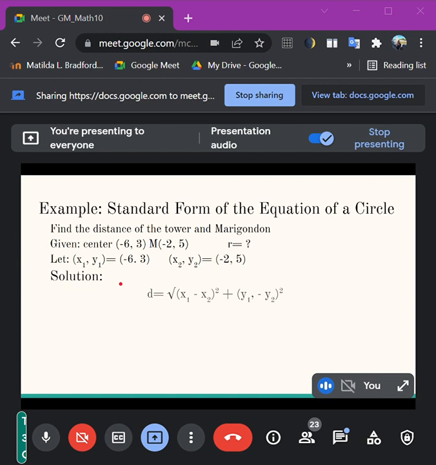And now, for our solution, the distance formula is square root of x sub 1 minus x sub 2 squared plus y sub 1 minus y sub 2 squared. So, you're just going to substitute. So, you have there x sub 1 that is negative 6, x sub 2 that is negative 2. So, since it is negative, it becomes plus 2 squared plus y sub 1 that is 3, and then y sub 2 that is 5. So, minus 5 again. Simplify, negative 6 plus 2 that is negative 4. 3 minus 5 that is negative 2. Then, you square it. Negative 4 squared that is 16. Negative 2 squared that is 4. So, you will have 16 plus 4 that is 20.